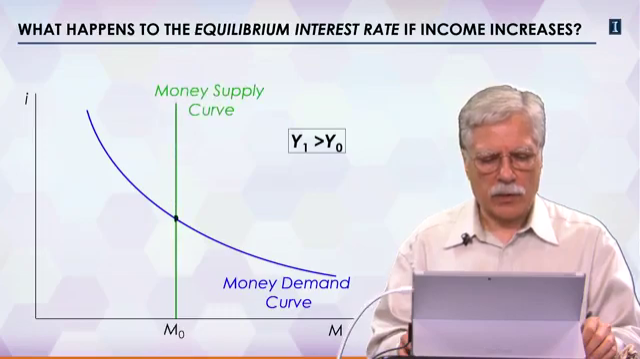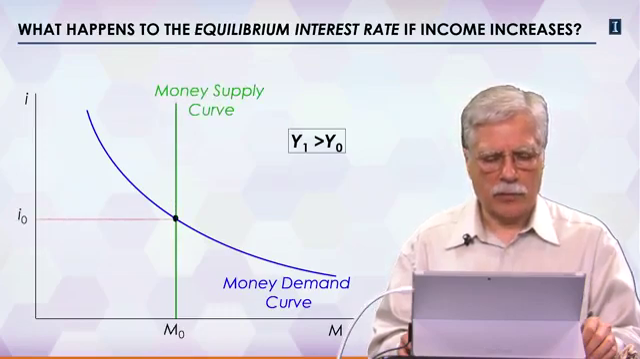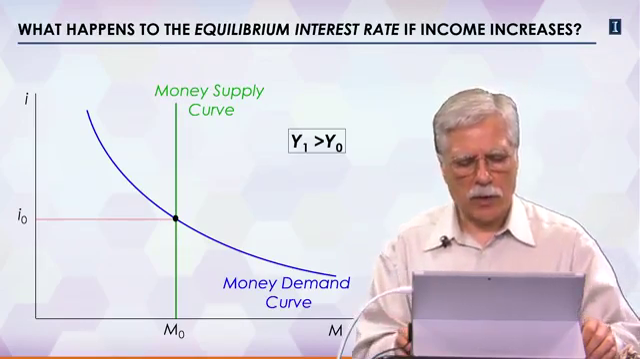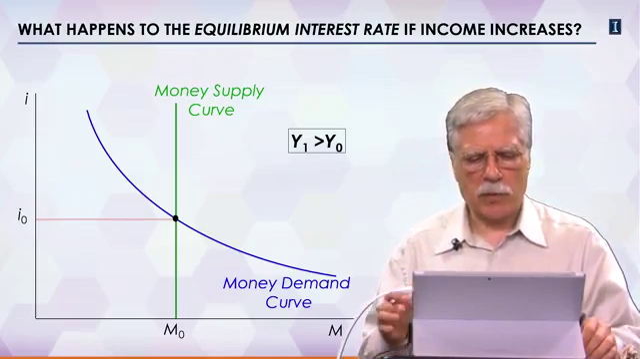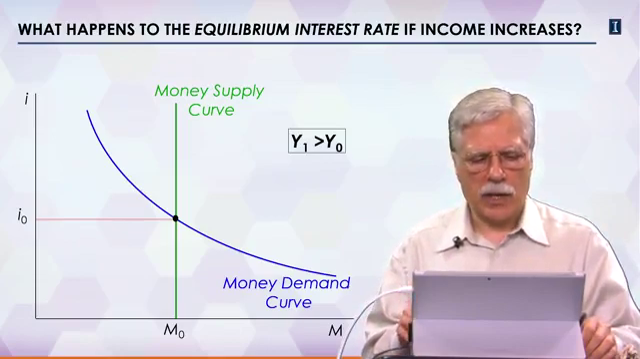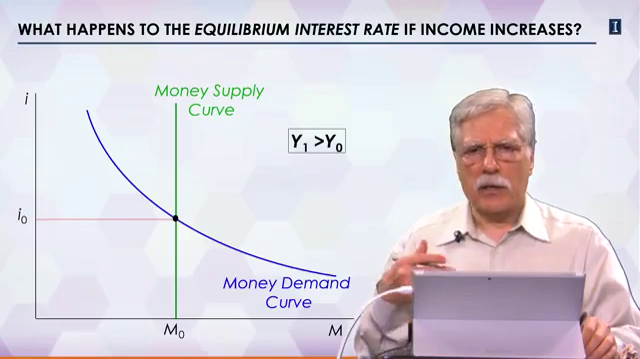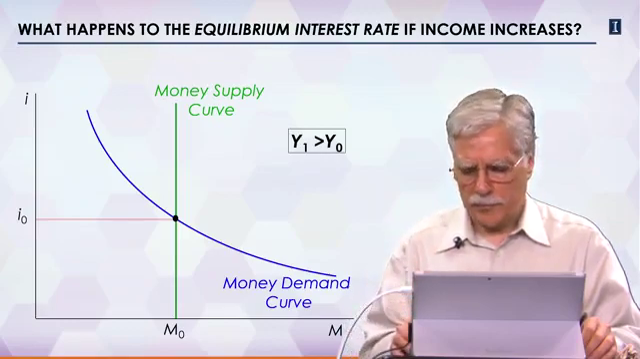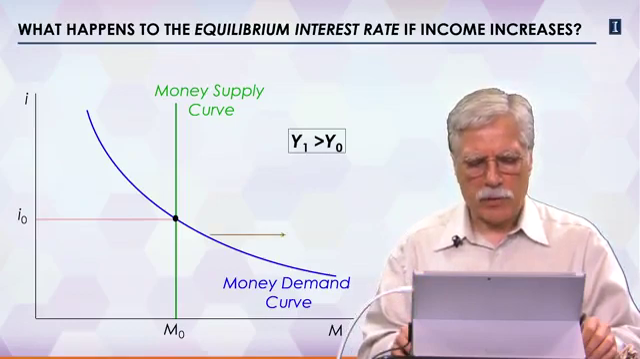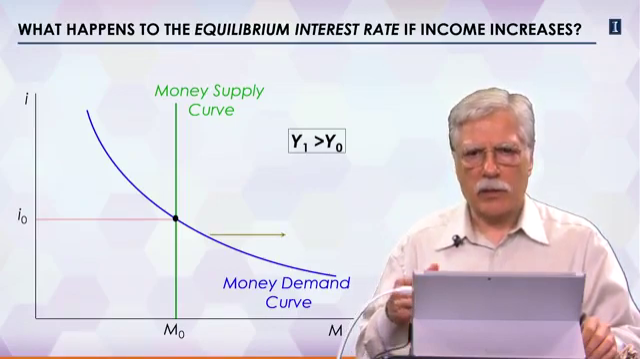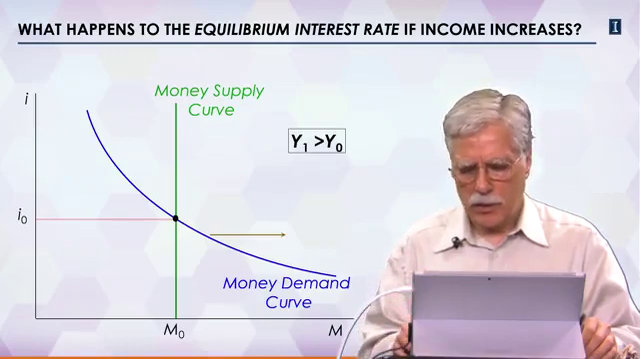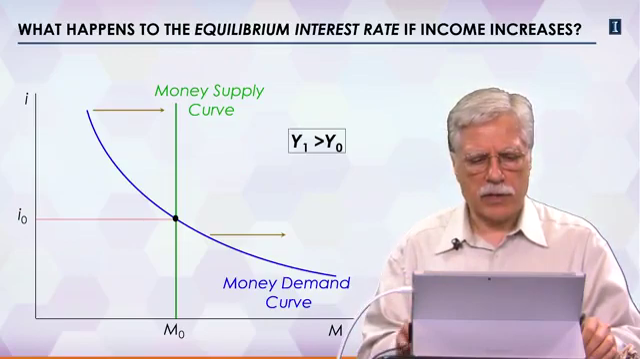So let's start with our initial money market equilibrium. Let's say interest rate is at I0 when money supply is M0. Let's keep money supply constant for now. And let's assume that real income of people in this economy goes up. So when real income goes up, people want to hold more money, and demand for money shifts to the right. We've seen this before.